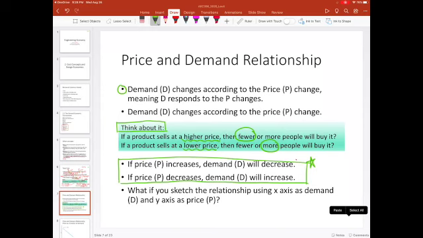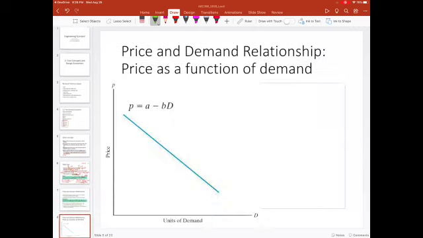So what if you sketch the relationship using an X and Y coordinate system? You put it on the X and Y chart, okay? So you use the X-axis as demand D, and you use the Y-axis as price P. Just imagine what kind of line you end up with. Okay, so this is going to be the line. Is it the same as what you think? So let's say D is the X-axis, that's the demand, and the Y-axis is price P, okay?